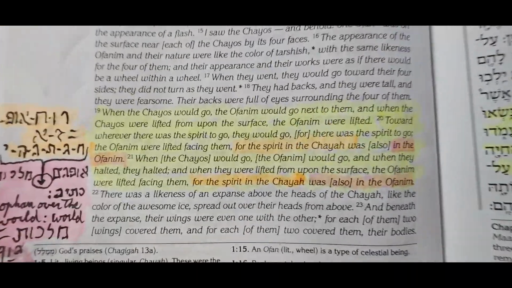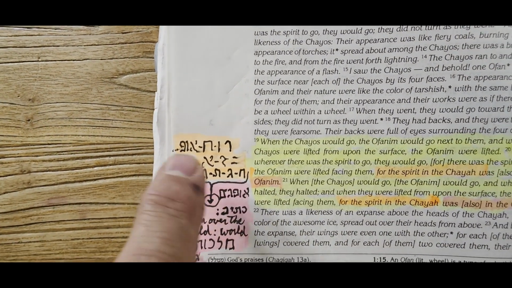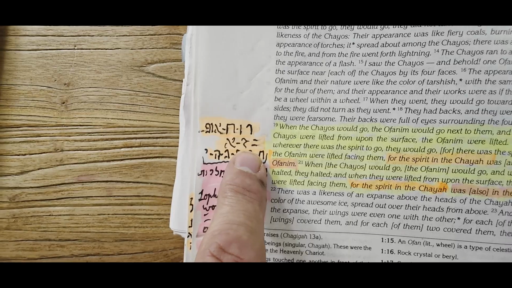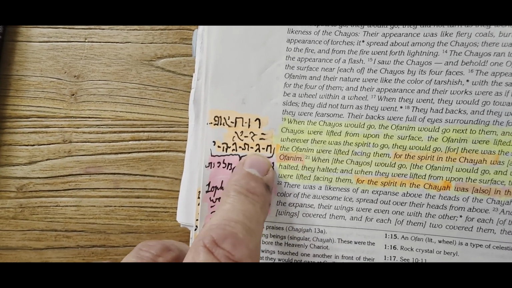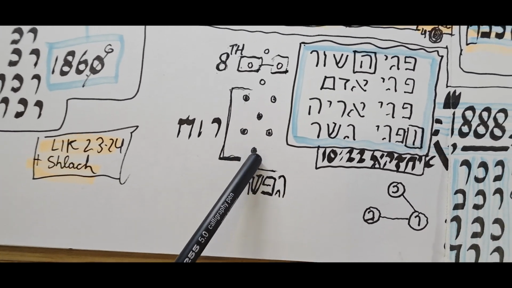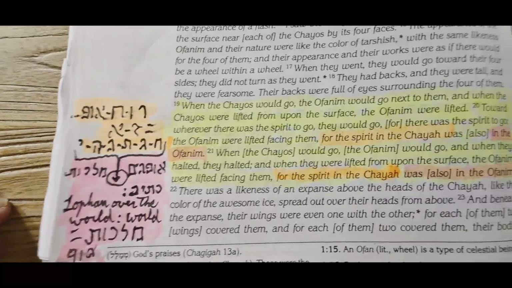Now I made notes because the spirit is the Ruach, right? So the spirit within the Ophanim hints at the Ruach, which is Zeir Anpin, right? Chesed, Gevurah, Tiferet, Netzach, Yesod. Chesed, Gevurah, Tiferet, Netzach, Yesod. Okay? Let's proceed.